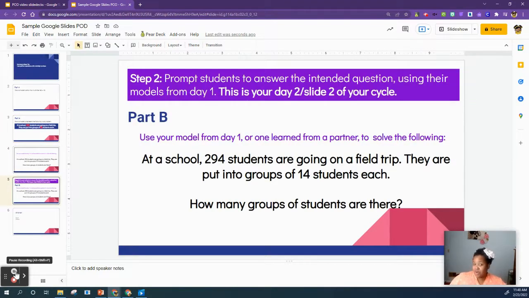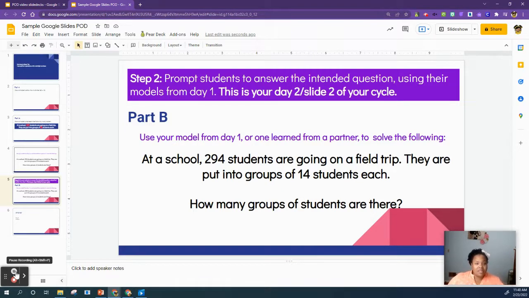Step 2 of transforming any problem into your POD cycle is part B, or day 2, where you actually prompt the students to answer your intended question. Now notice on my slide that I did give them a little bit of the direction to use their model from day 1 or one that was learned from a partner.